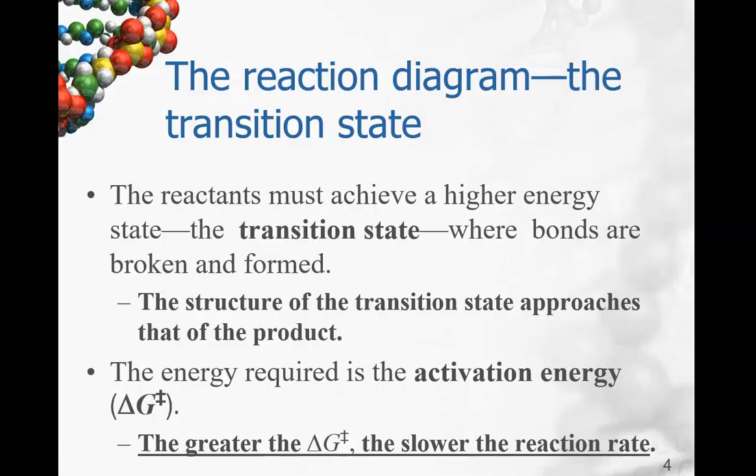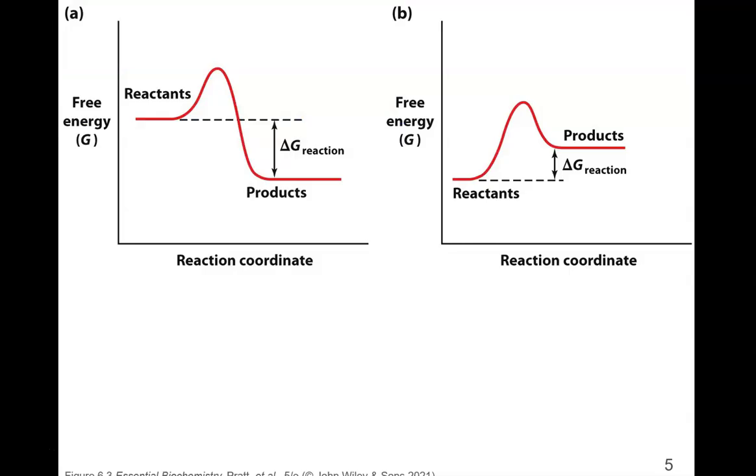So the reactants must achieve a higher energy state called the transition state. And as illustrated in the previous slide, that's where bonds are broken and formed. The structure of the transition state leaves the structure of the reactant and approaches that of the product. And the activation energy is the energy required in order to attain the energy of the transition state. What's interesting is the greater the activation energy, the slower the reaction rate. So that explains how we can speed up our reactions: if we can somehow lower the activation energy, we can speed up the reaction.